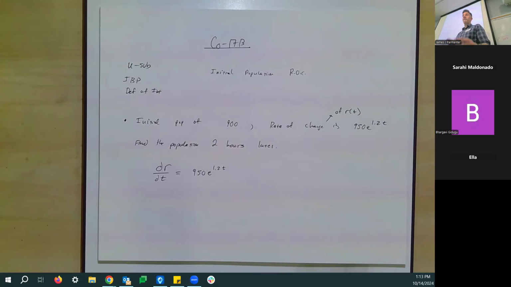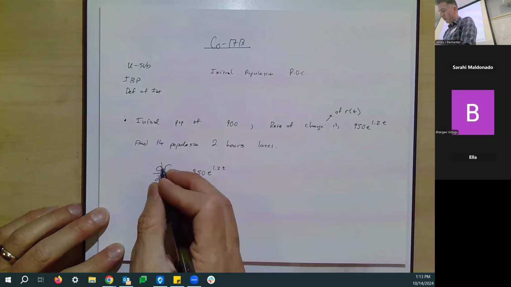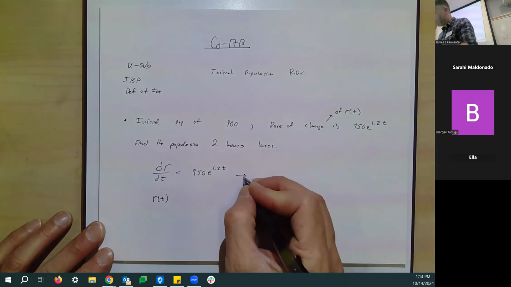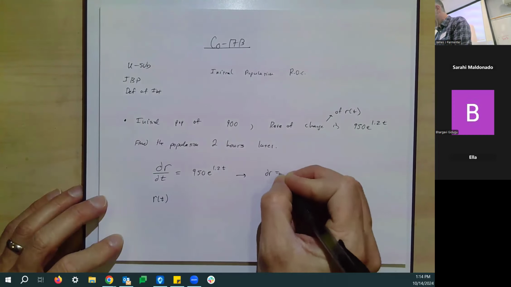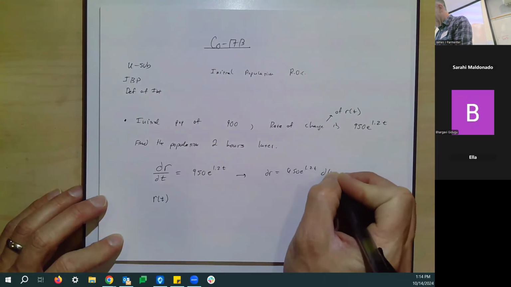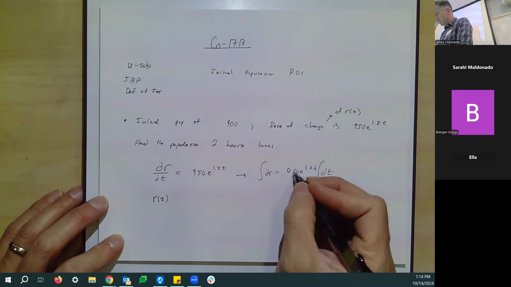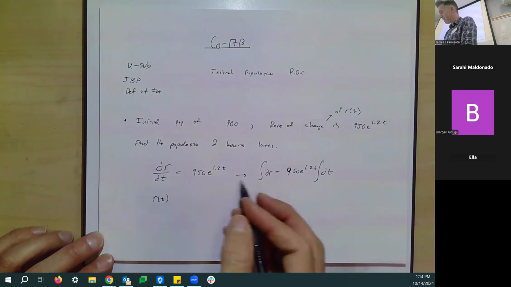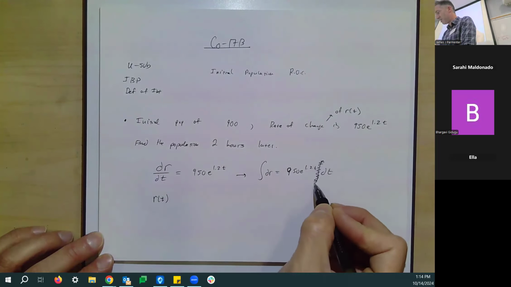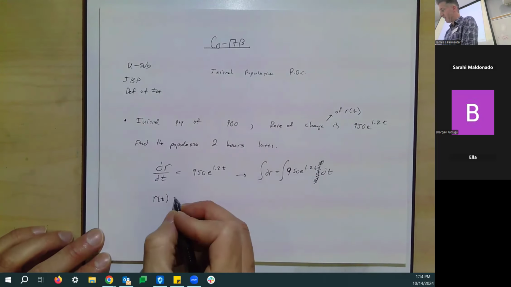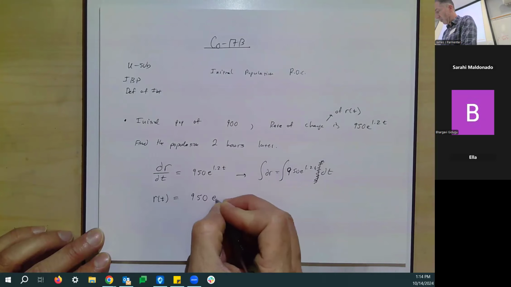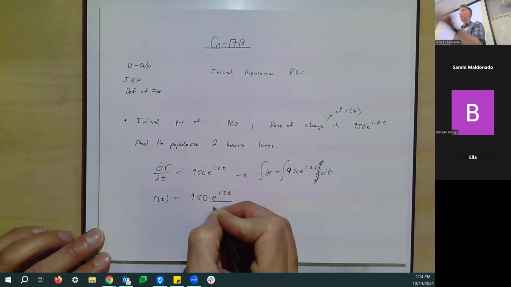Then we're going to solve for the function R by anti-differentiating both sides of this equation. The antiderivative of the derivative is just your function. I could use more fancy notation: I could separate variables and say dR equals 950 e to the 1.2 t dt, and then integrate both sides to get R of t on the left. On the other side, the antiderivative of 950 e to the 1.2 t is 950 e to the 1.2 t divided by 1.2, plus c.